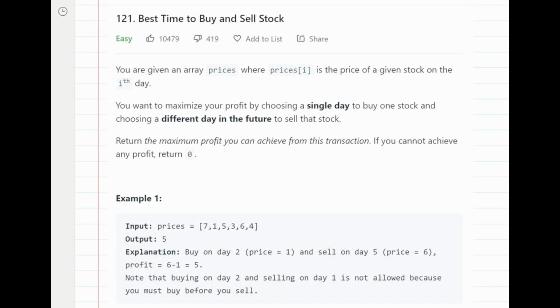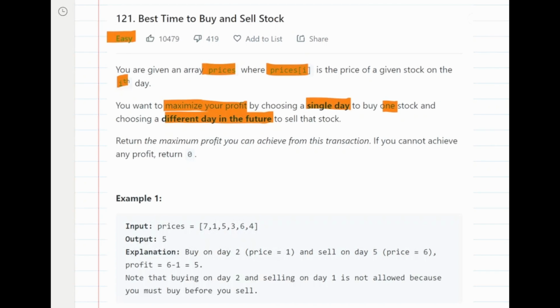Okay, so today we're going to be looking at LeetCode question 121, which is best time to buy and sell stock. LeetCode question 121 is an easy question, and the problem goes as such. You are given an array prices where prices[i] is the price of a given stock on the ith day. You want to maximize your profit by choosing a single day to buy one stock and choosing a different day in the future to sell that stock.